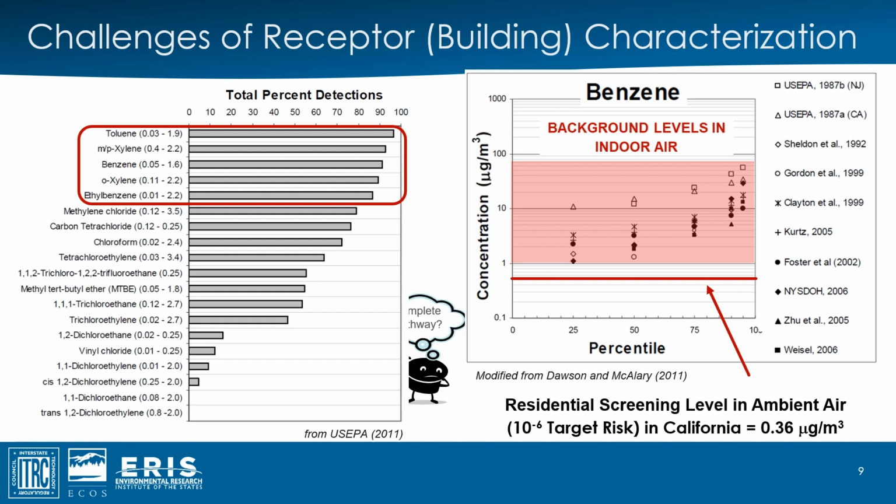And as you can see, the probability of detecting BTEX chemicals tops the list, and in indoor air, it's often greater than 85%. For certain chemicals like benzene, there's the added complication that the concentrations in background indoor air can far exceed the screening levels for vapor inhalation, and that's shown in the figure on the right.